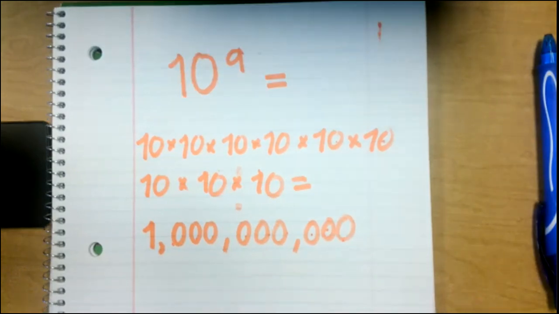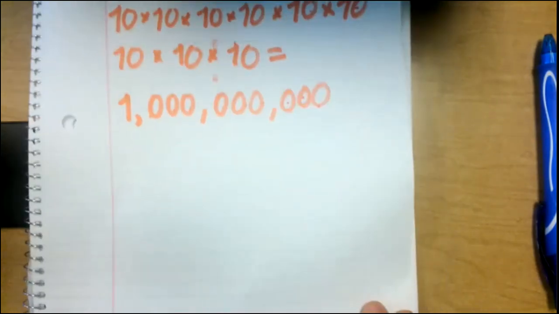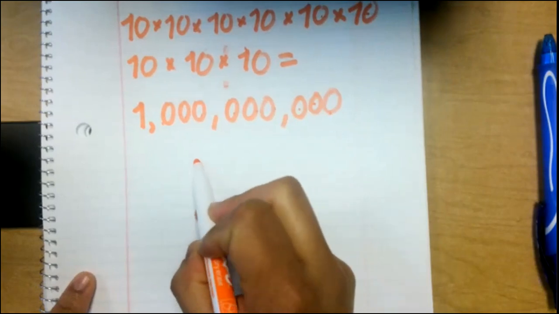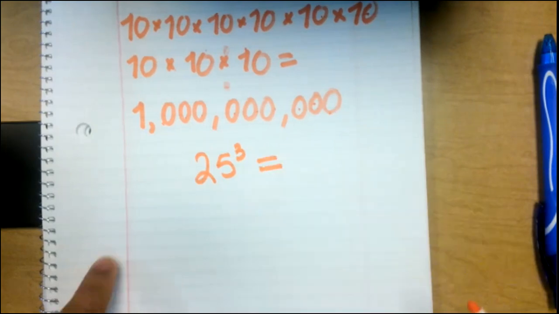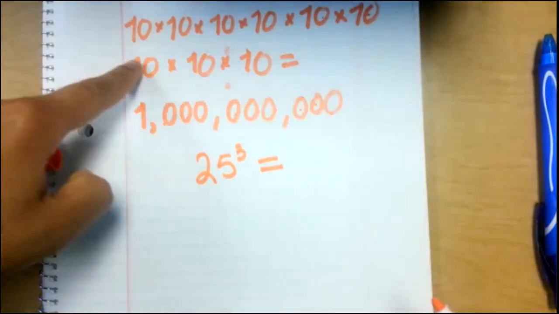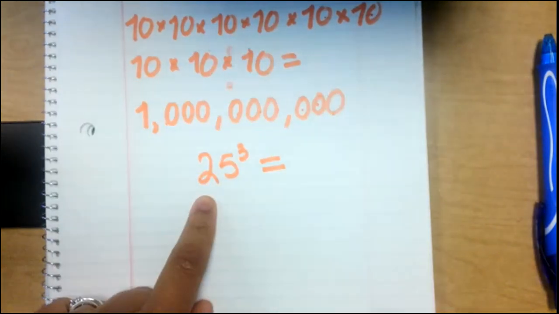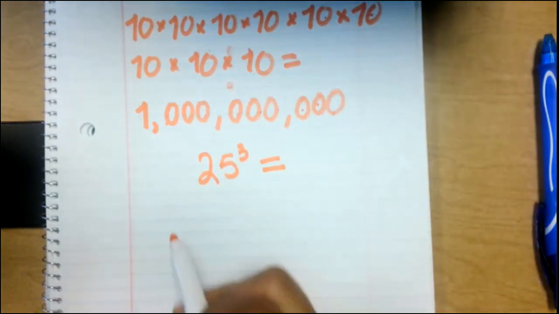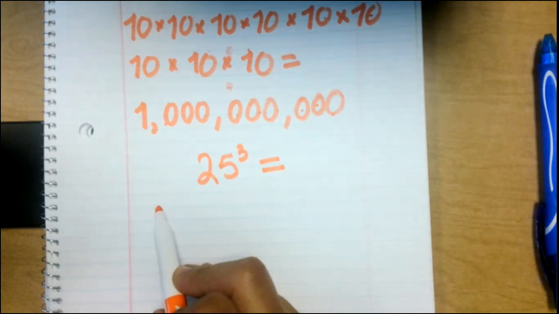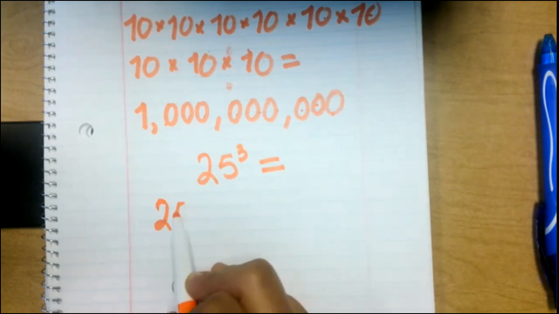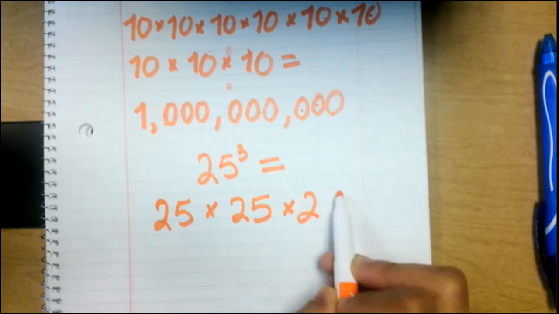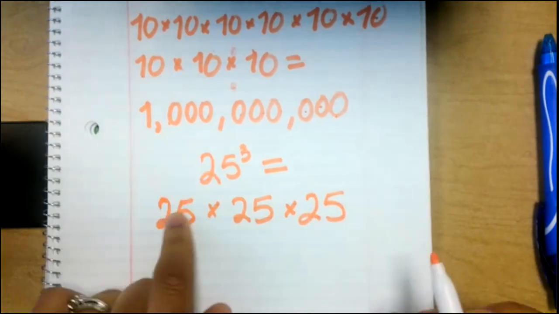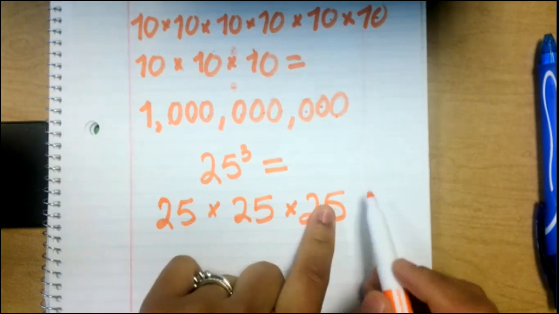Does everyone understand? Now in regular exponents, let's say 25 to the 3rd power. What would that equal in this way? 25 to the 3rd power. What should I write to figure it out? 25 times 25 times 25. Yeah, good, Amari. 25 to the 3rd power is 25 times 25 times 25. Okay.